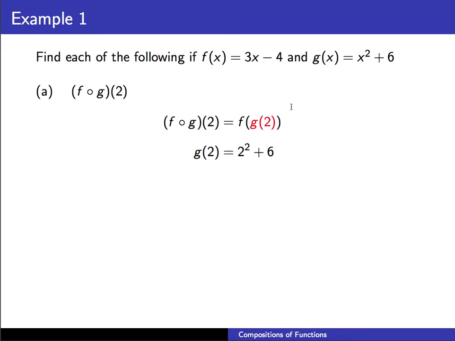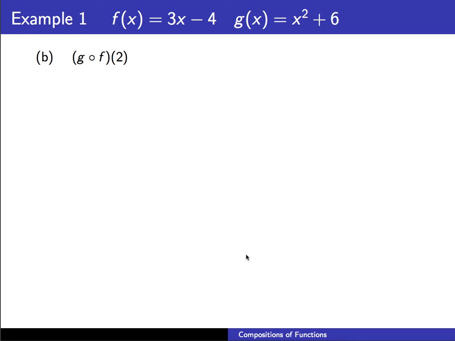So g of 2 means we're going to square 2 and add 6. So 2 squared plus 6 gives us 10. Now we're going to take that 10, that output, and plug it into f. So g of 2 comes out to equal 10. Now we're going to evaluate f of 10. So plugging that 10 in for f of x, we get 3 times 10 minus 4, which is 30 minus 4, or 26. So f of g of 2 gives us 26.